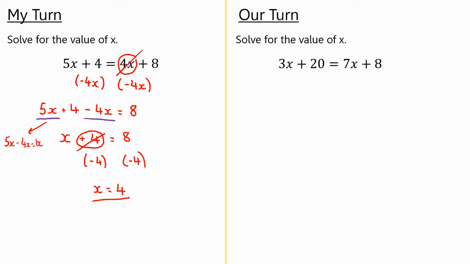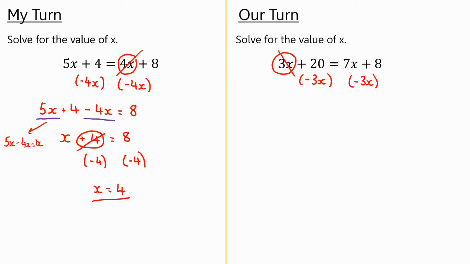Looking at the one on the right-hand side, 3x add 20 equals 7x add 8. Which x am I going to move? Is it going to be the 3x or the 7x? We are going to move the 3x because it's the smaller one. 3x is smaller than 7x. How do you get rid of a positive 3x? We have to take away 3x from both sides.